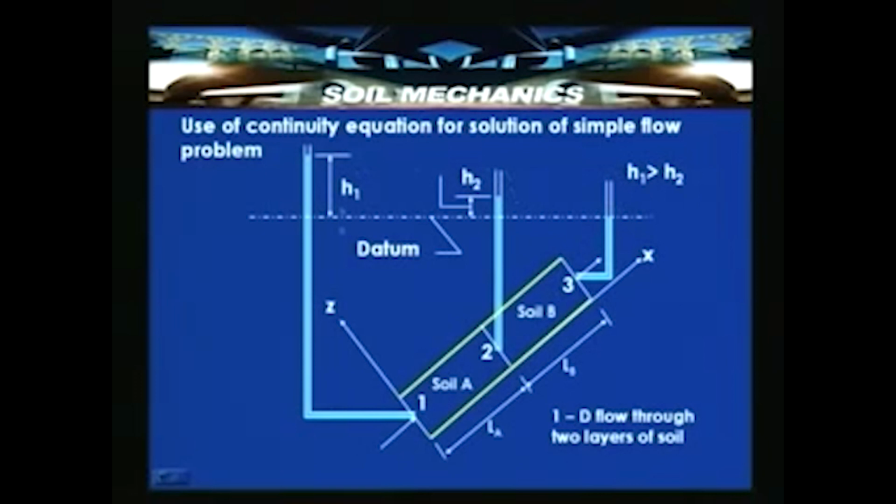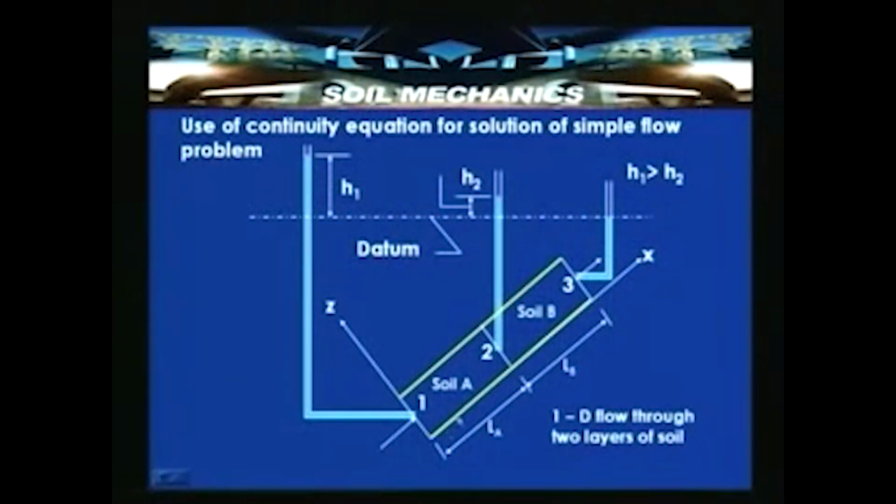So, if you consider at point 1 the total head is H1, and at point 2 the total head is H2, which is to be determined, and here head loss has already occurred. That means the total head which is driving the flow from 1 to 3 is around H1.